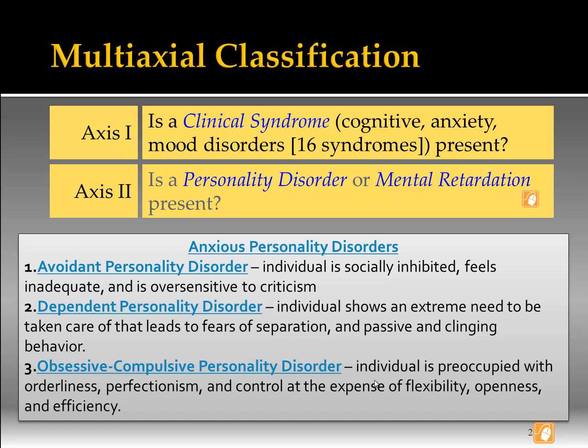In that sense. The last one, the obsessive compulsive personality disorder, and here the individual is preoccupied with orderliness, perfectionism, and control at the expense of flexibility, openness, and efficiency. They just have to do this. They have to be perfectly orderly, and everything has to be just right. And once again, talk about a personality that's dominated by the superego.